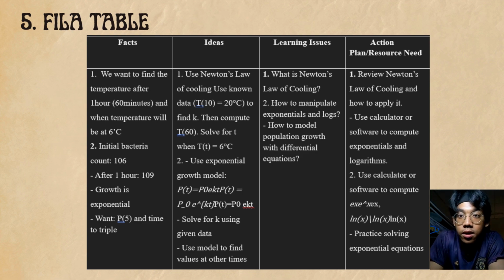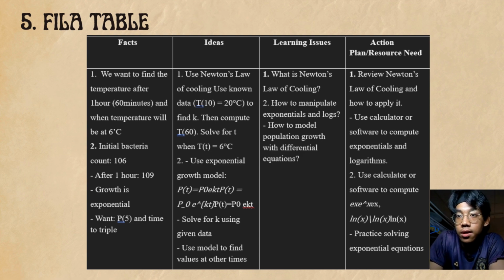Okay, back to me, and I want to explain about the table. For the facts, as you can see here, the first one, we want to find the temperature after 1 hour, 60 minutes, and when the temperature will be at 6 Celsius. Second one, the initial bacteria count is 10^6. After 1 hour, it was 10^9. And growth is exponential, and we want P in 5 hours and the time to triple.